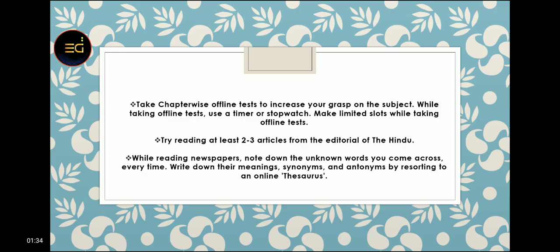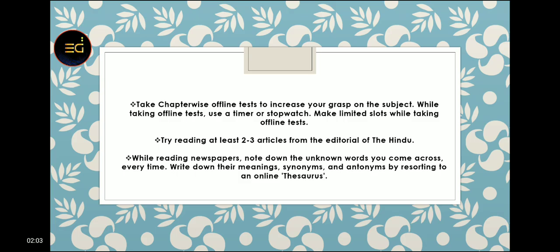If you are a beginner, then of course you need to take chapter wise offline tests to increase your grasp on the subject. And during the offline mock tests, use a timer or stopwatch. You need to make limited time slots while taking those offline tests. This will just increase your practice as well as keep it within a time limit.